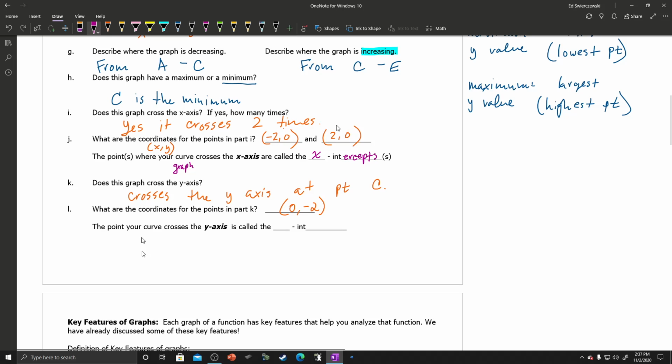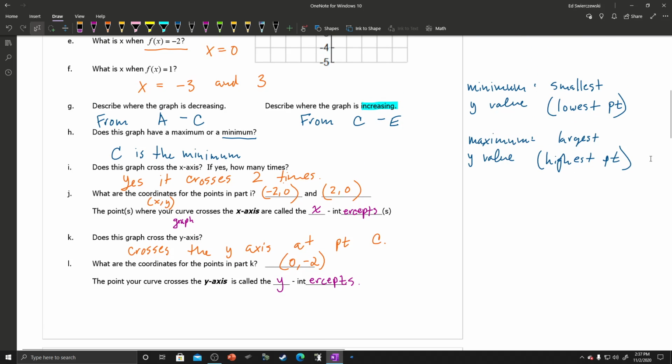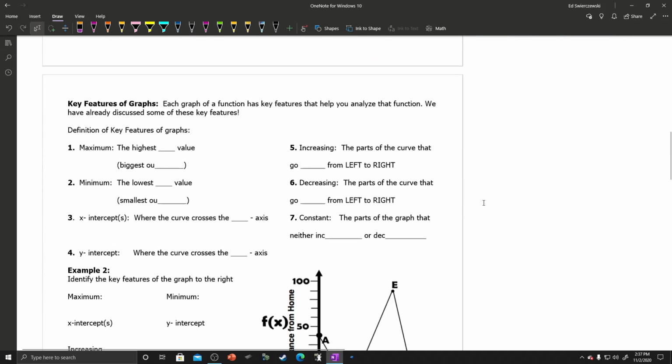And just like we called where the graph crosses the x-axis the x-intercepts, we're going to call the point that the graph or curve crosses the y-axis the y-intercept. All right, so you can pause the video at any time if you need to write stuff down, but we will continue. So let's just define our key features.